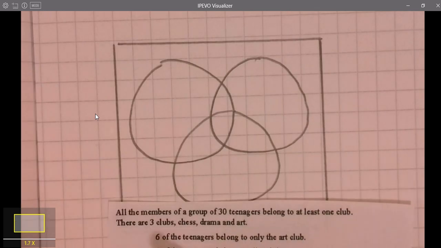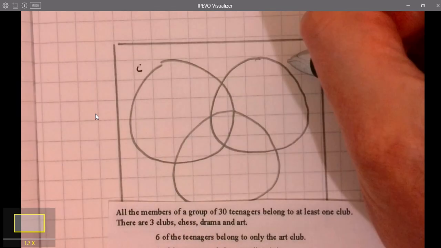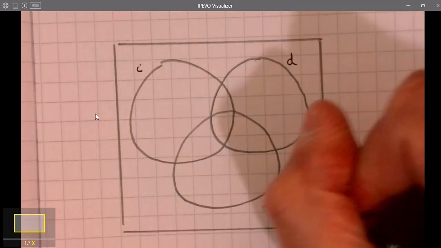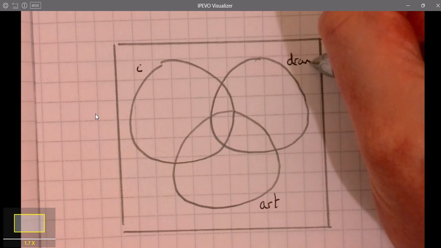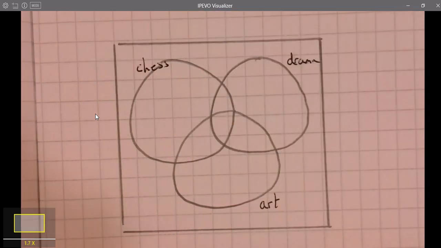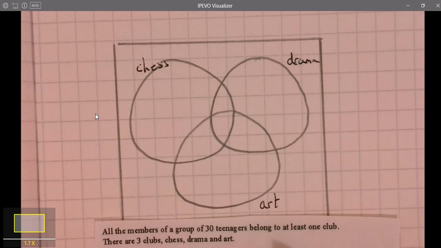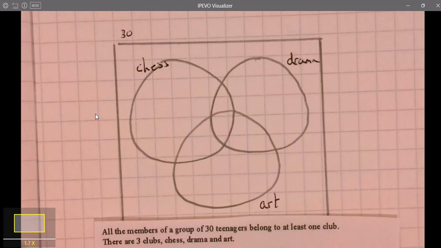Right, 3 clubs are chess, drama and art. So if we call 1 chess, and drama and art. Alright, there we go. Those are 3 clubs that they go to. There's 30 altogether, so I'm just going to put 30 just there.